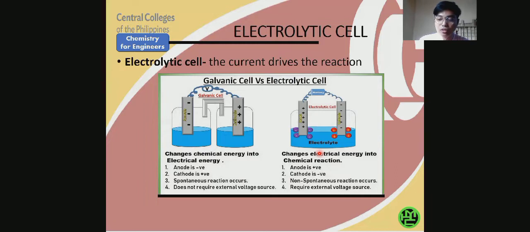Okay? I hope you understand. So as I said kanina, kabaliktaran siya ng galvanic cell. Kasi yung galvanic cell, yung anode niya is our zinc, while yung cathode niya is our copper. While dito naman sa electrolytic cell, ang ating anode is yung copper, while yung cathode naman is yung iron. Okay, so kabaliktaran sila talaga. It means yung electrons nanggagaling dun sa copper, papunta dun sa iron.